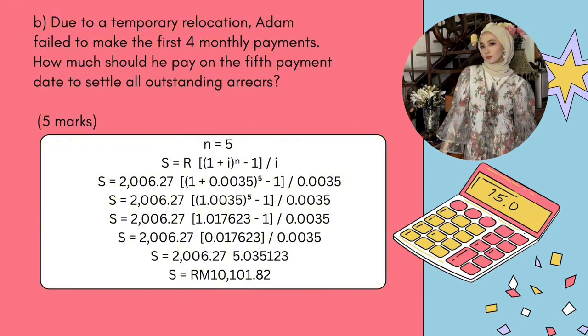Therefore, we use the future value of an annuity formula. Using our monthly payment of 2,006 ringgit and 27 cents, a periodic interest rate of 0.0035, and a total of 5 payment periods, we calculate the future value. After calculating, we find that the total amount Adam must pay on the 5th payment date to completely clear his arrears is 10,101 ringgit and 82 cents. That concludes the solution for question 2.